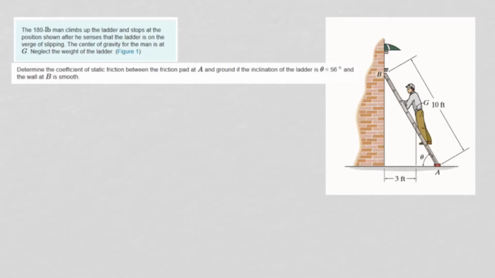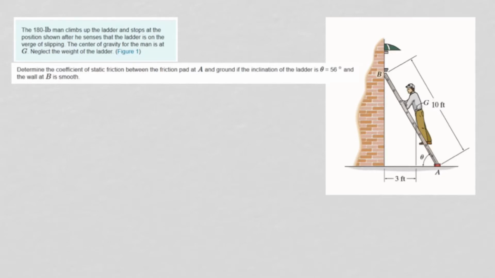So this is problem 8.17, which was one of the problems on the MyLabs Plus that was due. This one states that there's a 180-pound man who climbs up on a ladder and stops at a position as shown. After he senses that the ladder is on the verge of slipping, the center of gravity of the man is at G, and we're supposed to neglect the weight of the ladder. And we're supposed to determine the coefficient of friction between the pad at A and the ground at the incline, if the incline of the ladder is at 56 degrees and the wall is smooth.